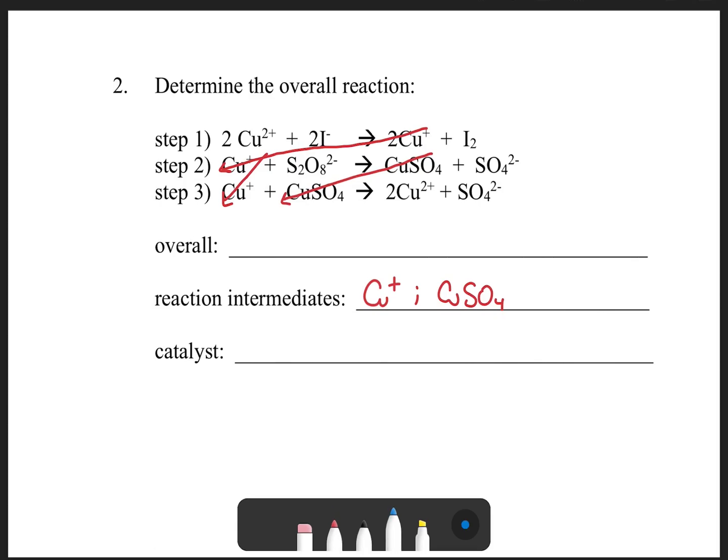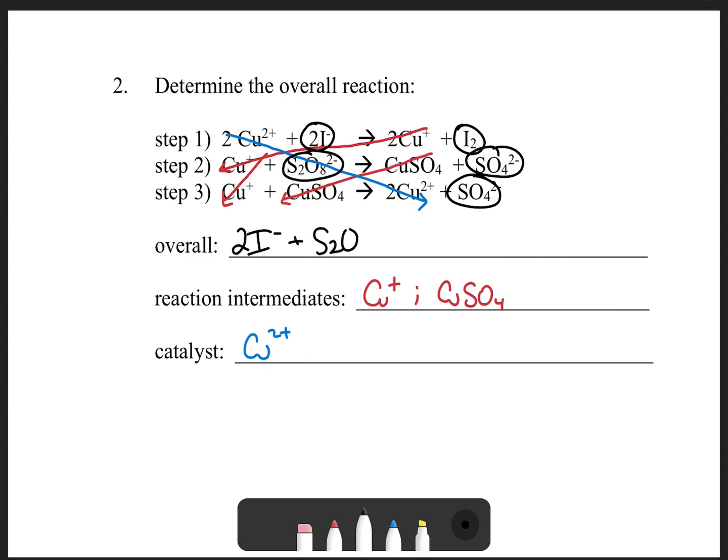No other intermediates, but I can see here that I have a catalyst, copper 2+, and we've got 2I-. This is kind of buried in here, S2O8, I2, SO4, and SO4. So we've got 2I-, S2O8 2-, I2, and 2SO4 2-, and there is my overall chemical reaction.